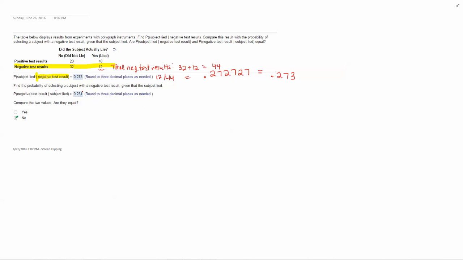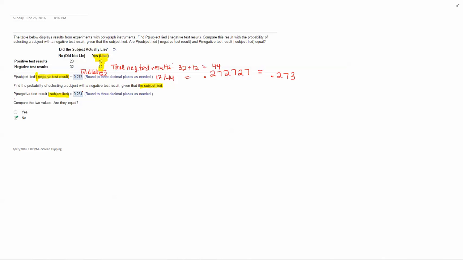Now find the probability of selecting a subject with a negative test result given that the subject lied. So I'm going to undo the work that I did for the first step, and now I want to restrict my sample space to the section where the person lied. And the area where the person lied is the second column. So in that column, I want to total that up and find the total people that lied. So the total people that actually lied is 40 plus 12, or 52 people.